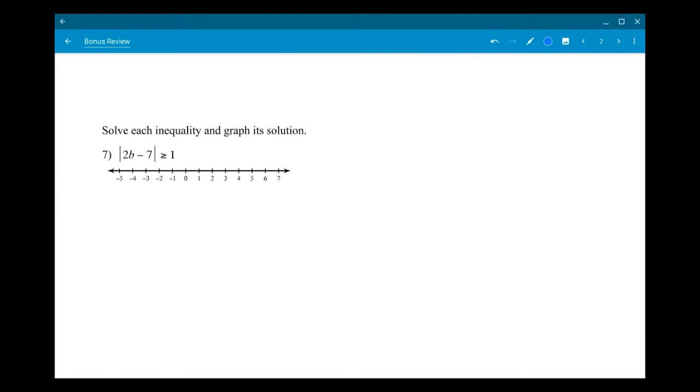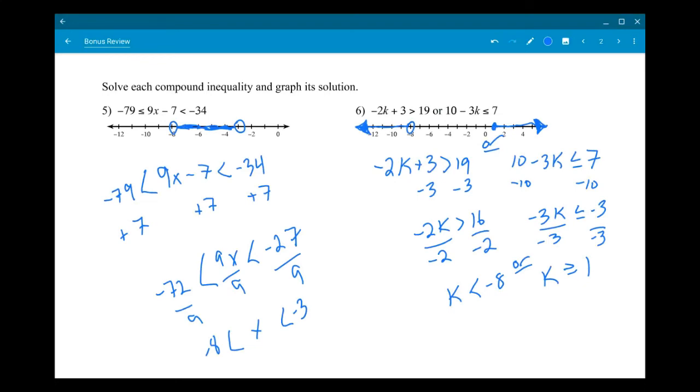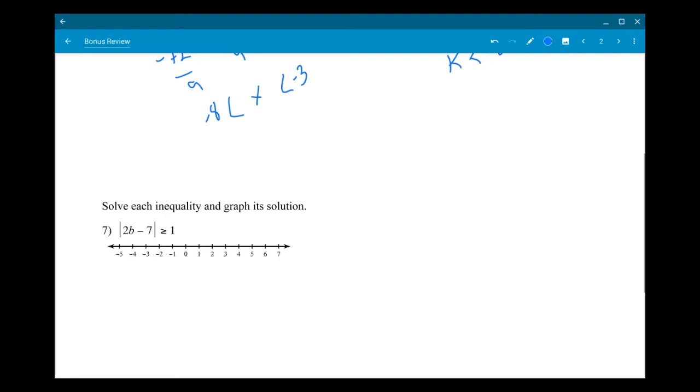Finally, an absolute value with an inequality. The great thing about these is that you're not doing much more than we did right up here. You're just transforming this into a compound inequality. So our rules for transforming it: write the original without the inequality symbol. Then write it again, flip the inequality symbol, change it to a negative. That's it.